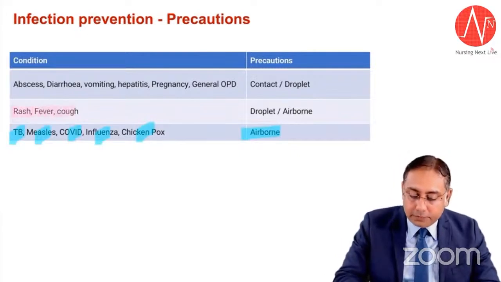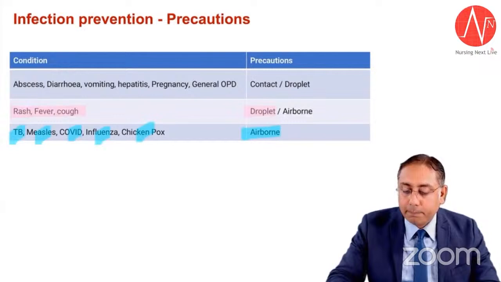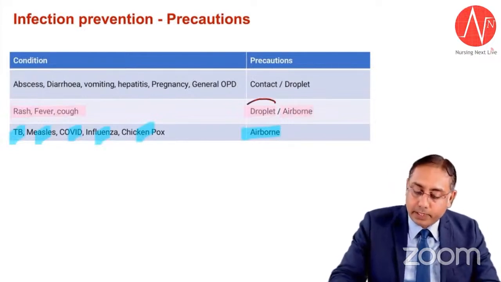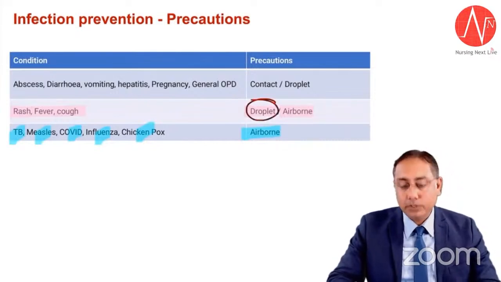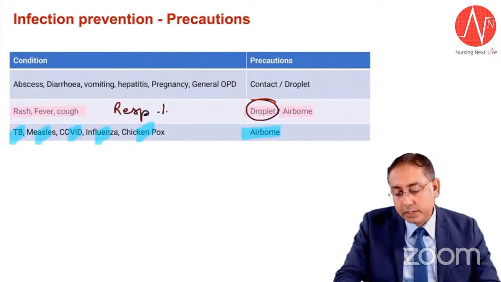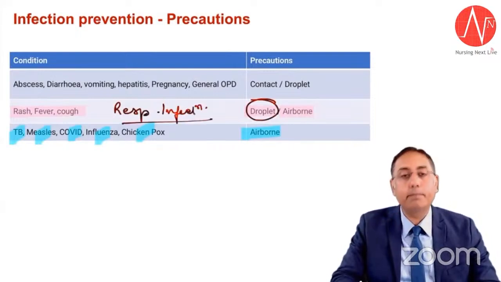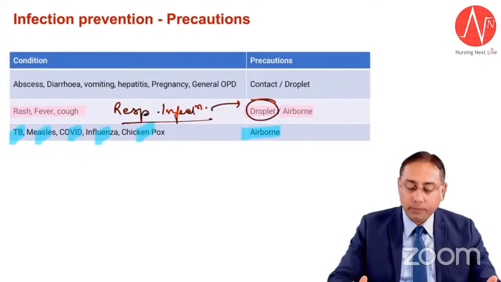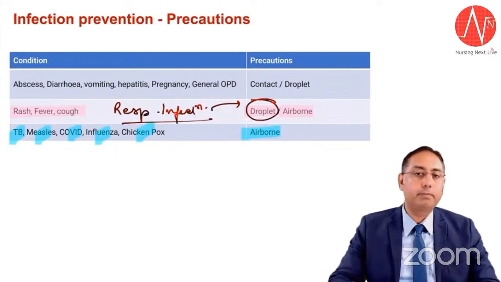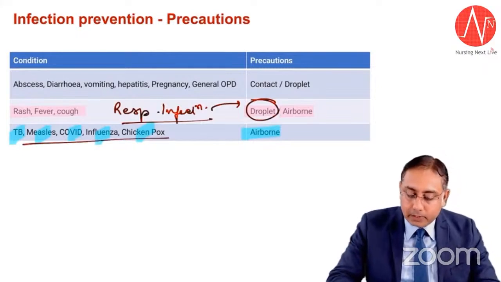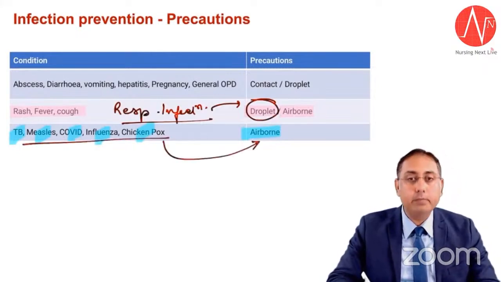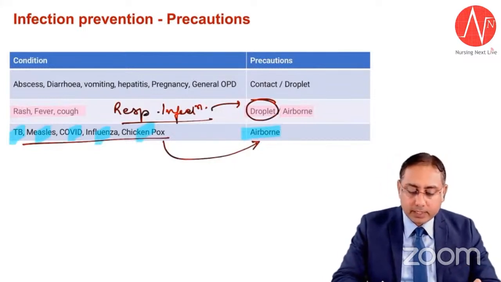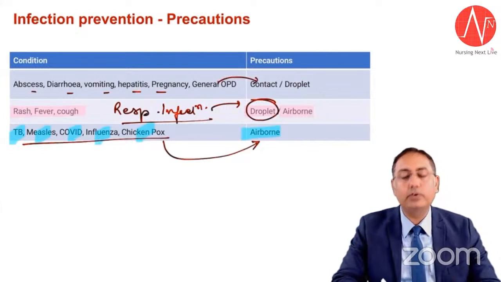Simple diseases like rash, fever or cough need droplet and/or airborne precautions, but at least you need droplet. So this has been an MCQ: most respiratory infections need a minimum of what level of precautions? You should have droplet precautions. What are these precautions? I'm going to tell you, but at least note that there should be droplet precautions. And diseases like tuberculosis and COVID-19 need airborne precautions. Most of the other diseases like abscess, diarrhea, vomiting just need contact precautions.